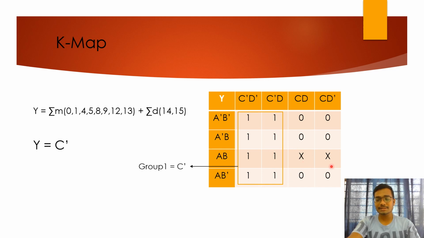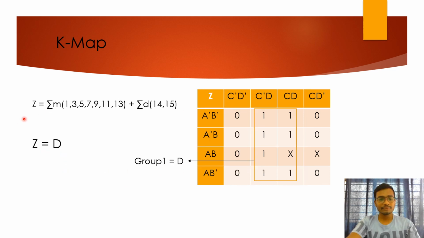So these are considered to be a 0 in this particular condition. So Y will be giving me C bar. So then we are having Z. Z is sigma m of 1, 3, 5, 7, 9, 11, and 13 with don't care for 14 and 15.